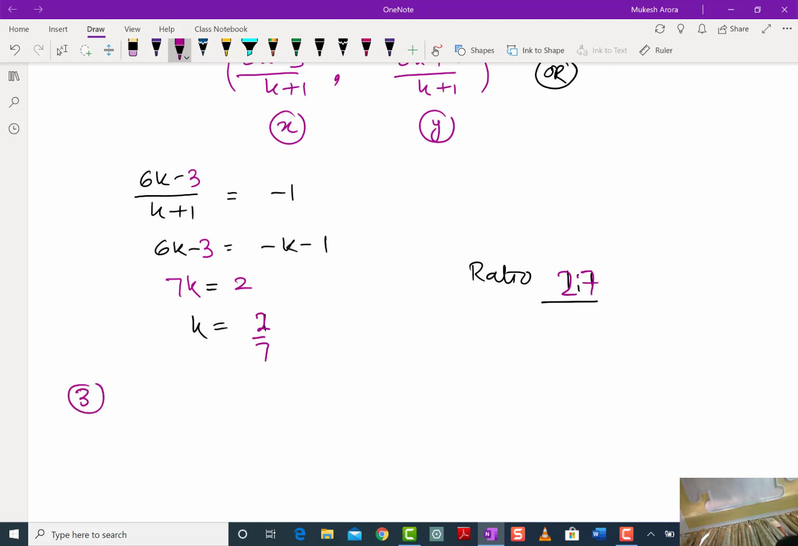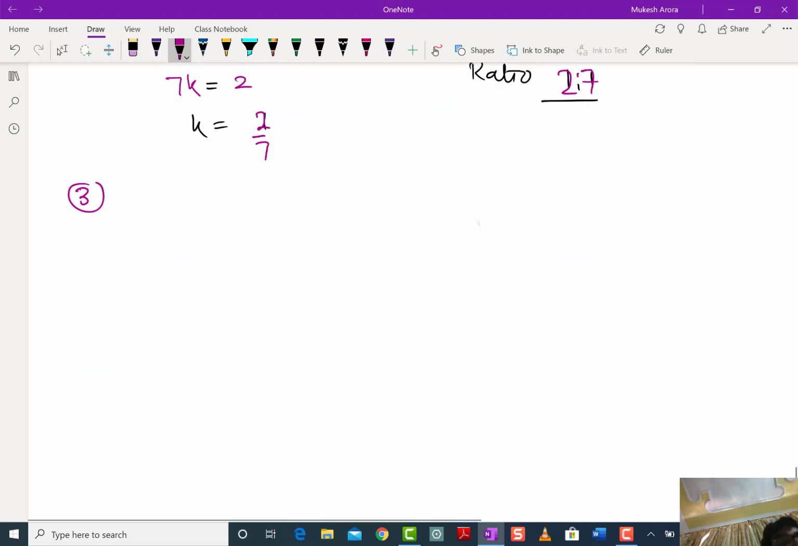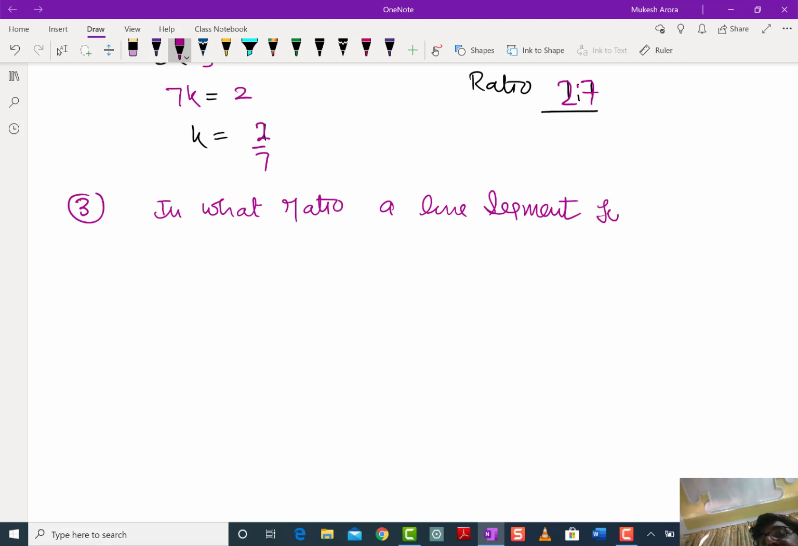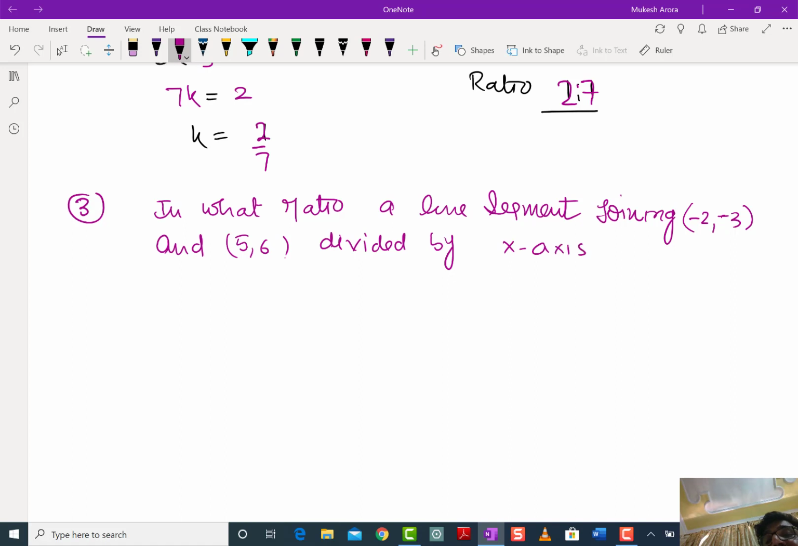Question number 3 is, in what ratio a line segment joining -2 and -3 and 5 and 6 is divided by the x-axis and the y-axis. So basically these are two questions.